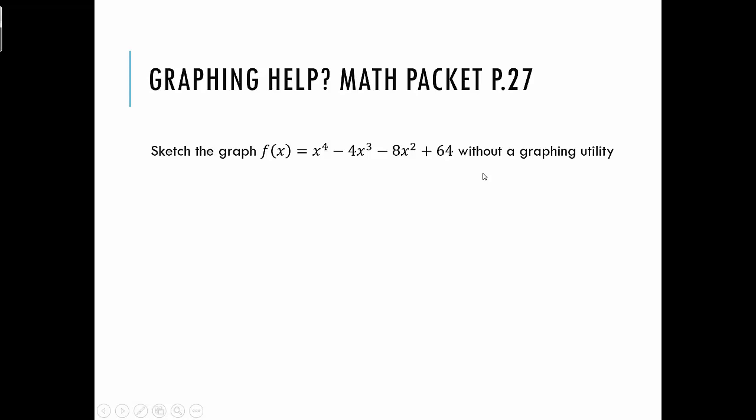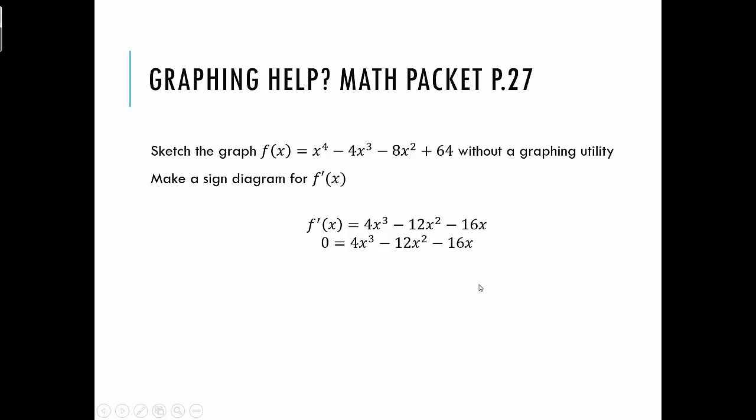it says to sketch this graph. What you want to do is make a sign diagram for your derivative. So find your derivative first, set it equal to 0. Look always to see if you can factor. I can factor out a 4x. This middle piece in here, this trinomial, remember algebra, right? Coming back to haunt you, I can factor it.